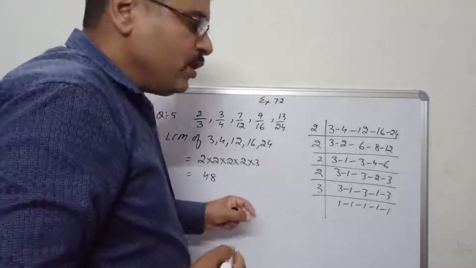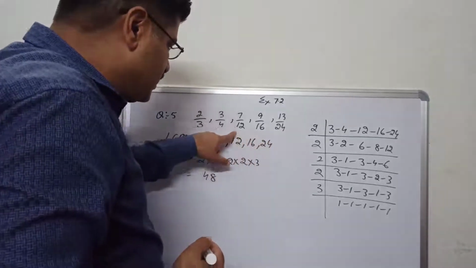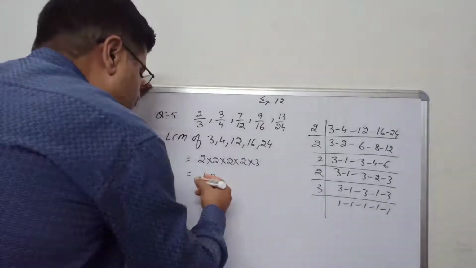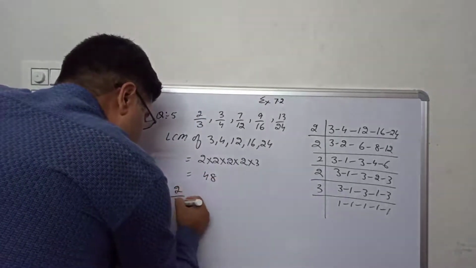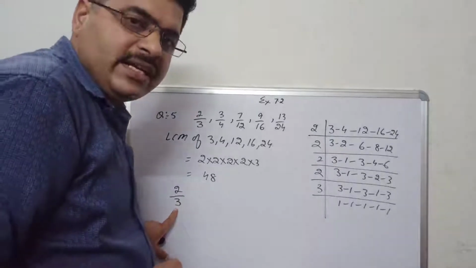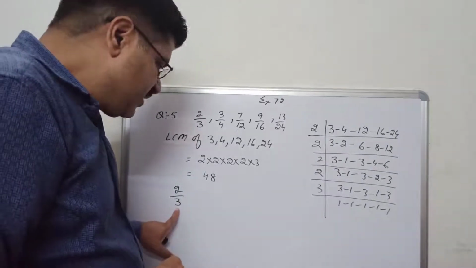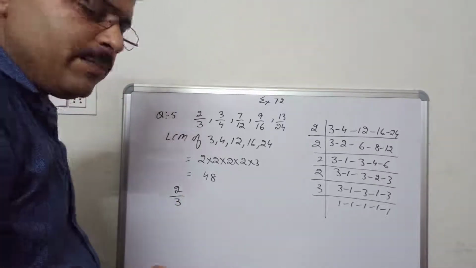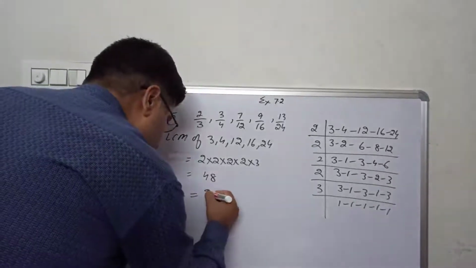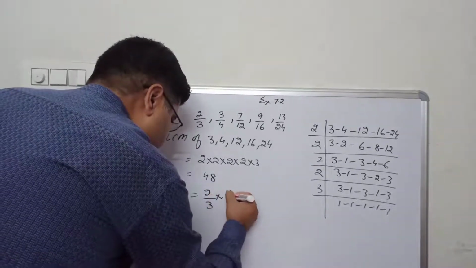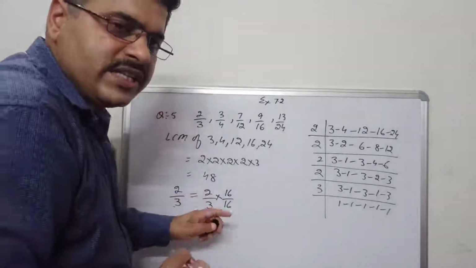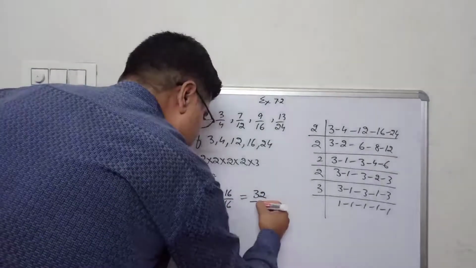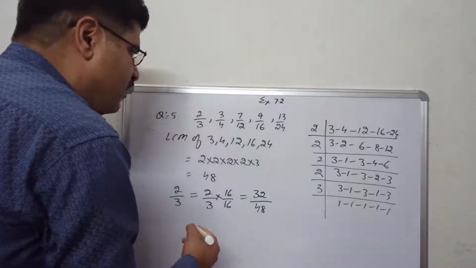Now what we will do, in the denominator of each fraction we will make 48. Now you have to pay attention here. How can we do it? That you have to see. It is 2 by 3. We need 48 here. If you multiply 3 by 16, you will get 48. So numerator and denominator we have to multiply by 16. So it will be equal to 2 upon 3 into 16 upon 16. Like this we convert them into equivalent fractions. So 16 2s are 32 and 16 3s are 48.